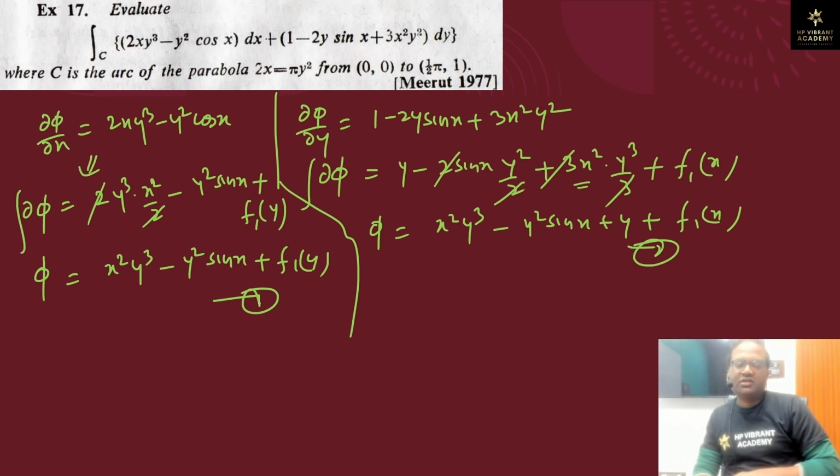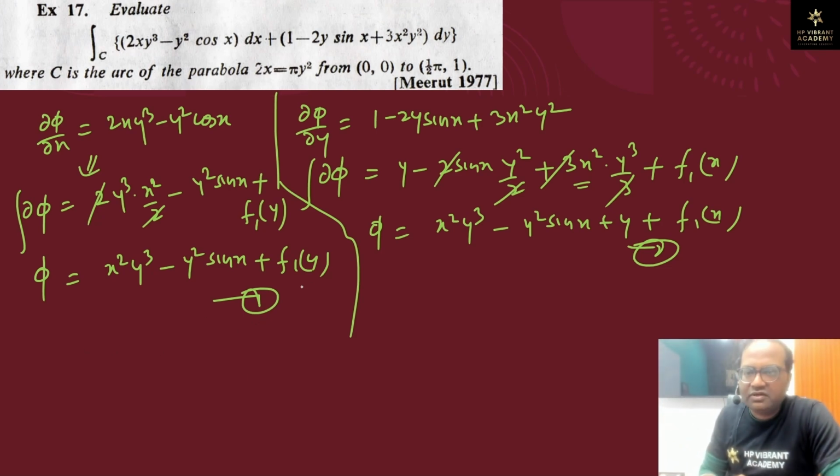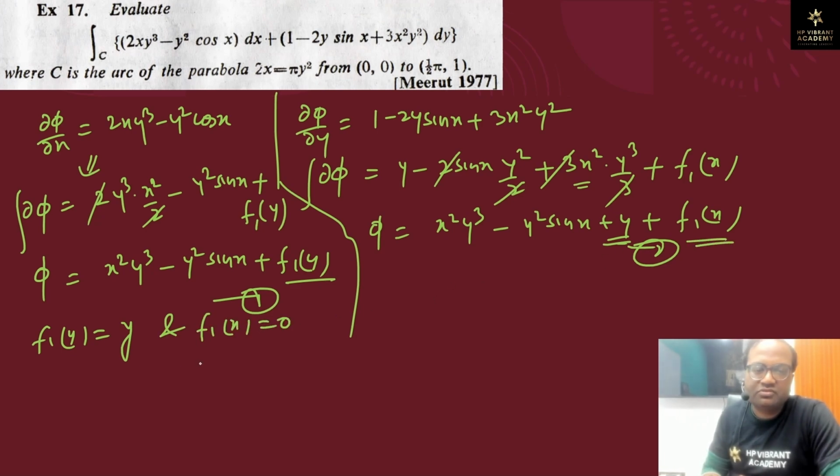So both are the expressions for phi, so both equations must be the same. Both equations are the same only if f1(y) is equal to y, and f1(x) must be 0. So f1(x) must be 0.